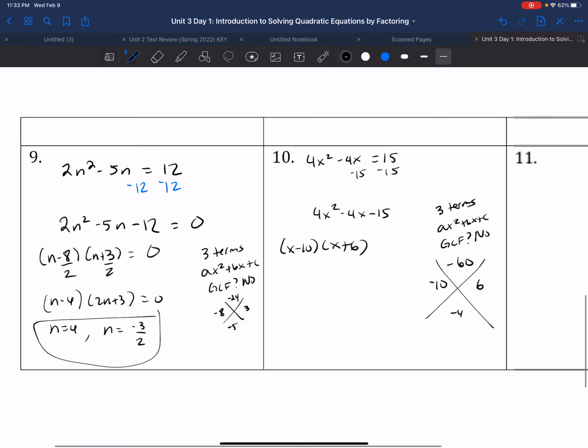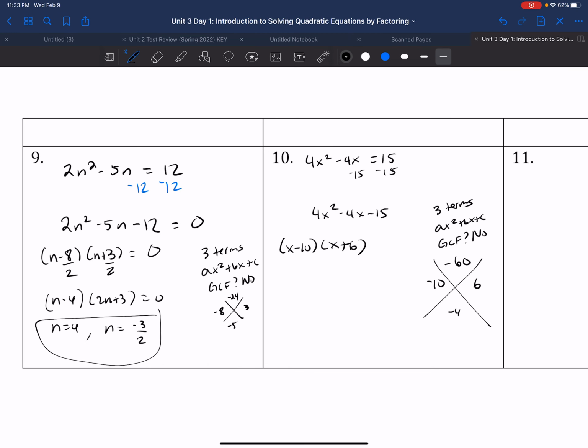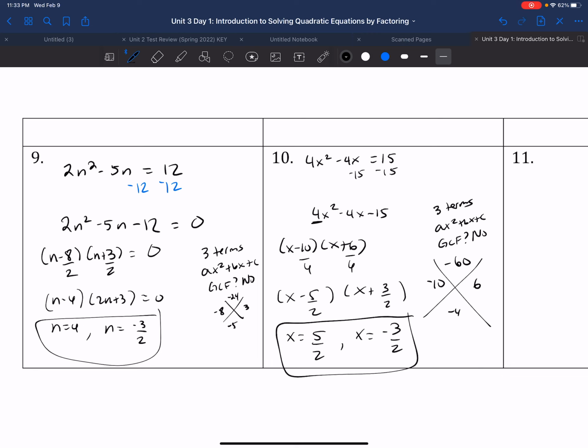All right, going back to this. So I use the swing method here because I have a coefficient greater than 1. I am left with, okay, so I have to reduce here. So this is going to be x minus 5 over 2 times x plus 3 over 2. So you're left with x equals 5 over 2 and x is equal to -3 over 2. That's your answer.